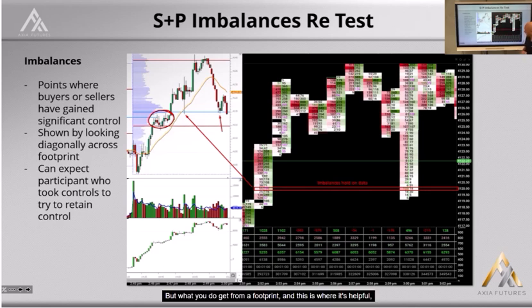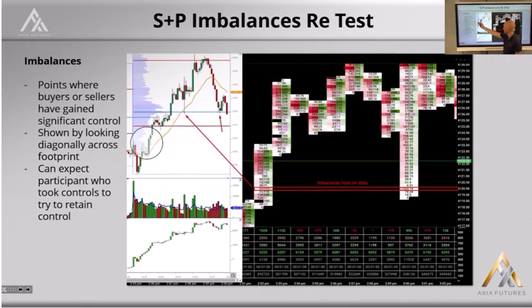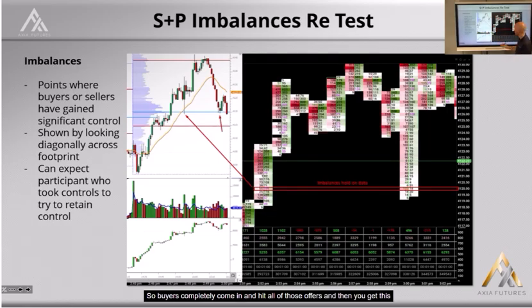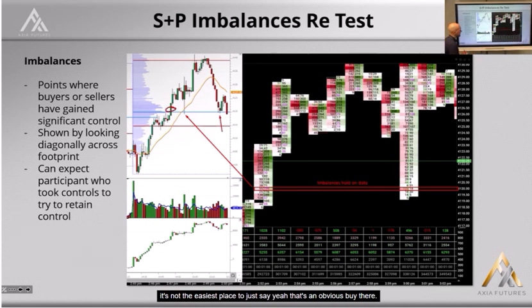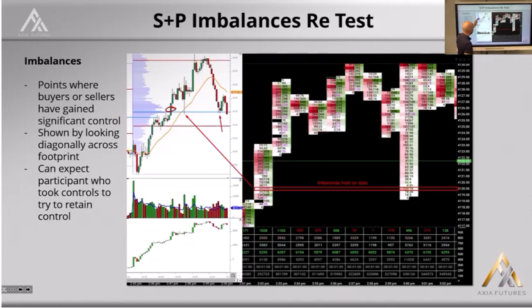But what you do get from a footprint, and this is where it's helpful, is you get this very clear imbalance, in particular, 25 to 199. So buyers completely come in and hit all of those offers. And then you get this very light area of trade. That's showing you that buyers have taken control. There's your imbalance. Now, that, over these prices around 41.20, up towards 41.21.5, doesn't really give you too much in terms of if you're looking to buy, it's not the easiest place to just say, yeah, that's an obvious buy there. But the story of the candle has been told to you.